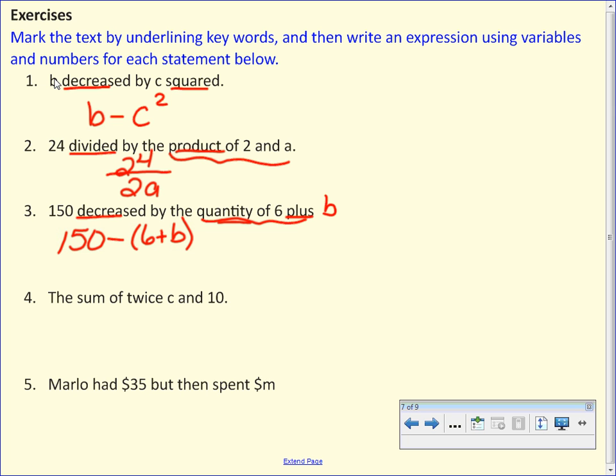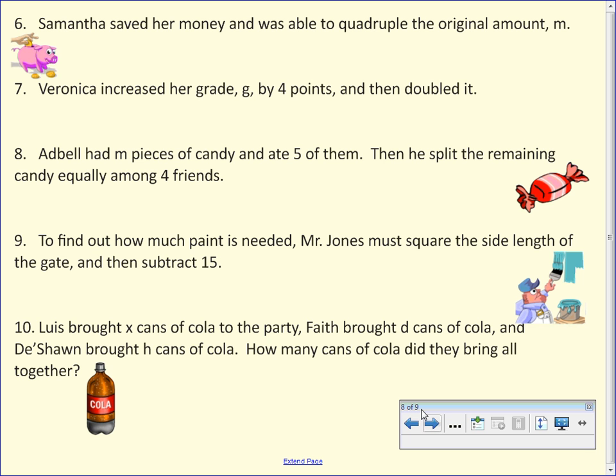The sum of, so if I see the sum of, I know I have 2 things: twice C and 10. So twice C is 2 times C, plus 10. Marlo had $35 but then spent M dollars. So we had 35 but then spent M. So 35 minus M. For number 6, Samantha saved her money and was able to quadruple the original amount. Quadruple means to multiply by 4, so it's 4M.